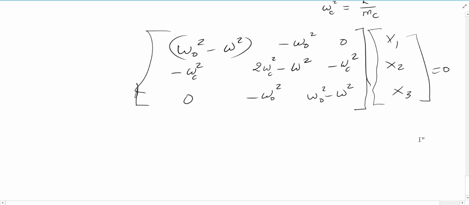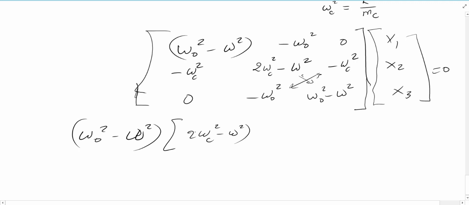So we need the determinant of this matrix to be 0. The determinant of this matrix is this term times this determinant, minus times minus, that becomes a positive omega naught, times this determinant, which is just these two terms. No, I'm sorry, it's this term times that term. What am I talking about? Okay, so I have to be careful with this determinant, because it could lead to some disaster if we are not careful with it. So omega naught squared minus omega squared, times, open big parentheses, these two terms. Okay, 2 omega c squared minus omega squared.